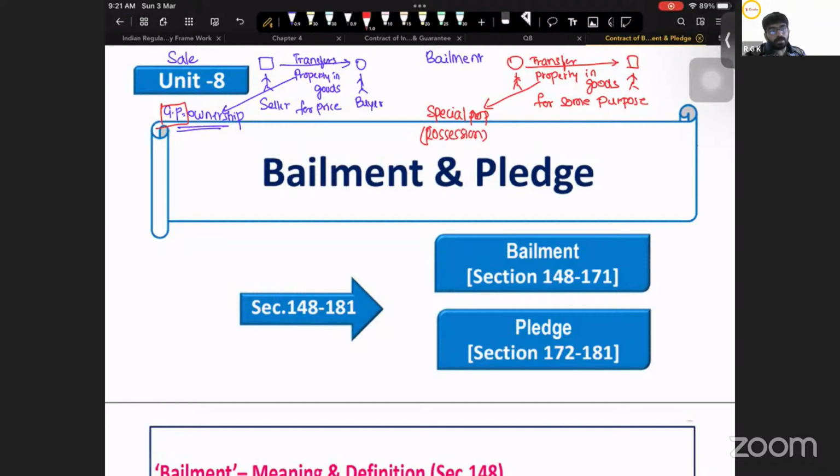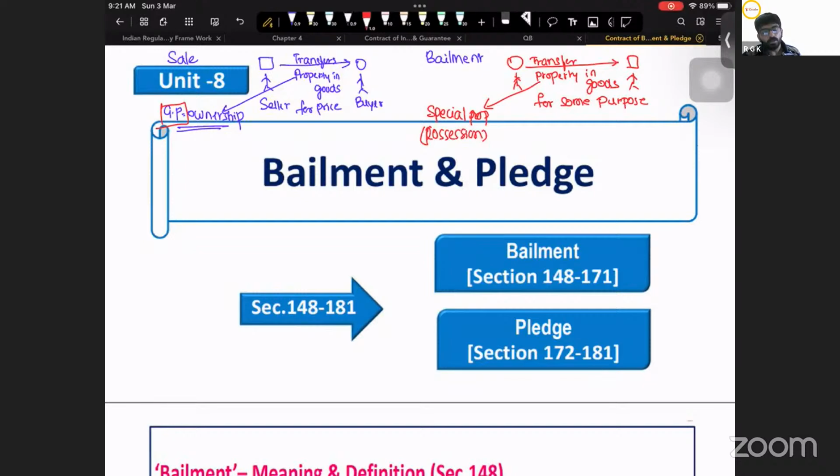In case of bailment, the first thing is that the goods will change hands. There is a change in the possession of the goods from one person to another person. Second, there will be some purpose for that particular transfer of possession. Once the purpose is accomplished, either the goods should be returned to the true owner, whosoever the owner is, or it should be disposed of according to his direction. Whatever direction he gives, it should be disposed of according to that direction.